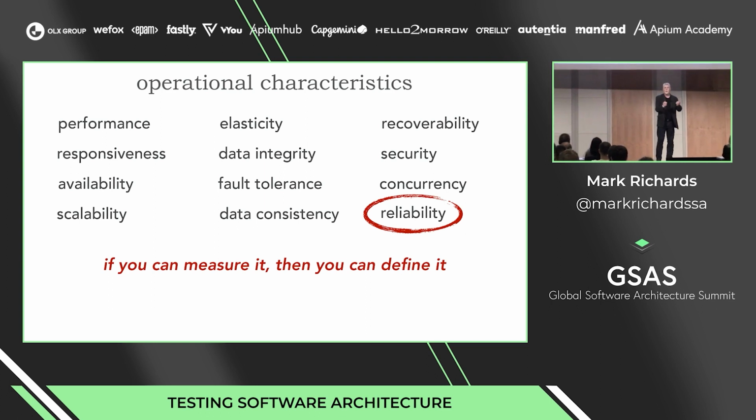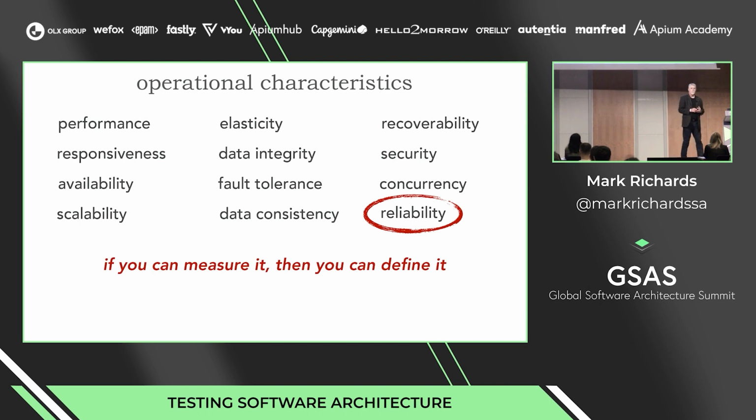Here's a little trick, everybody, that you can use to define every single one of these characteristics up here. And you ready? Here's the tip. If you can measure it, then you can define it. So let's turn the equation around. Reliability. What would you measure to determine if the system is reliable? Think about that. What would you actually measure?